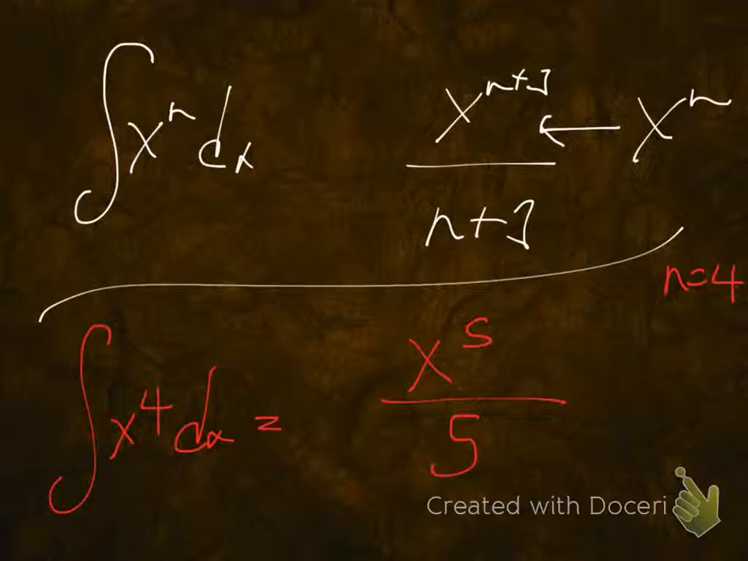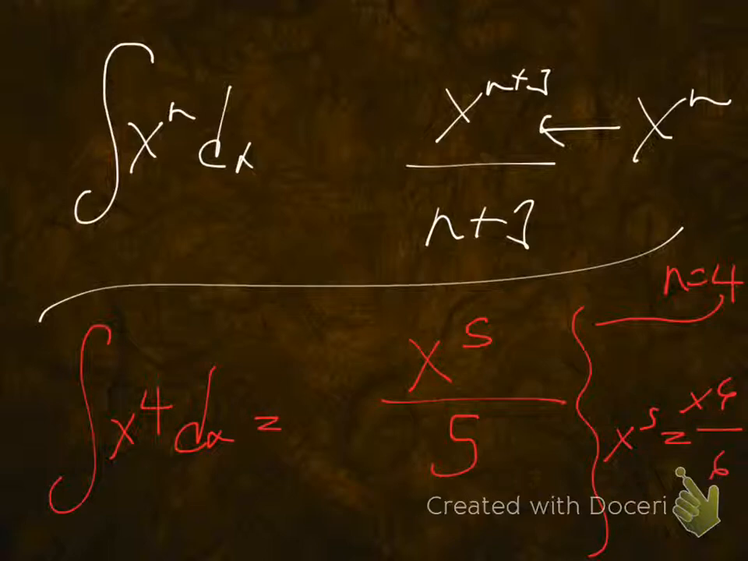Okay, let's pretend it's not x to the 4th. What if it's x to the 5th? Well, then that's just going to be x to the 6th over 6, right? For anything we do, it's always going to be that. So that's one extremely important rule. The indefinite integral of x to the n is just x to the n plus 1 over n plus 1.